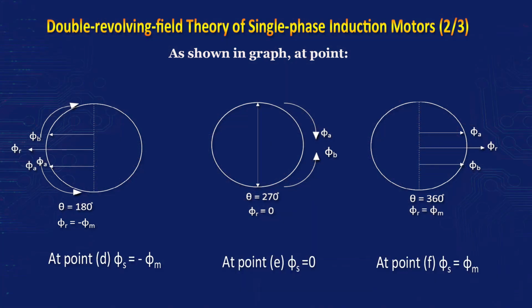When the fluxes again rotate and they are at an angle of 180 degrees, then your stator flux will be equal to the negative of the maximum value, that is phi s will be equal to minus phi m. Again, when the fluxes start rotating and reach an angle of 270 degrees, then again your stator flux becomes 0, because both the parts are opposite to each other and they cancel each other. At the angle of 360 degrees, which is again equivalent to 0 degrees, your stator flux will again become equal to your maximum value of flux, which is phi m.